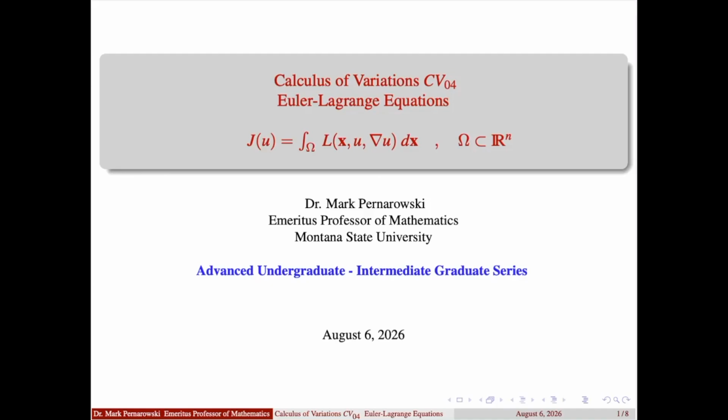This is lecture CV04. It's a continuation on Euler-Lagrange equations, and in this particular lecture we're studying a class of functionals where you have many independent variables. In particular here, the functional J of u will be defined by a Lagrangian that has a spatial coordinate x in R^n, and it will depend on partial derivatives of u in each of the components of x.